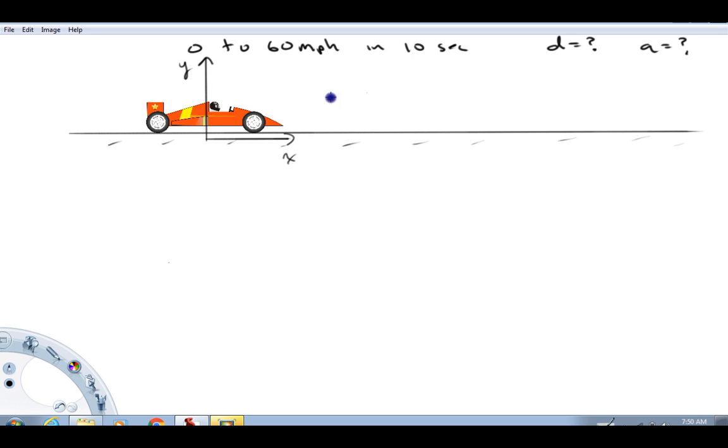Important to realize that as the car accelerates, this thing is staying put. This little dot here, the origin of this coordinate system, is staying put, and the car will now move with respect to the coordinate system.